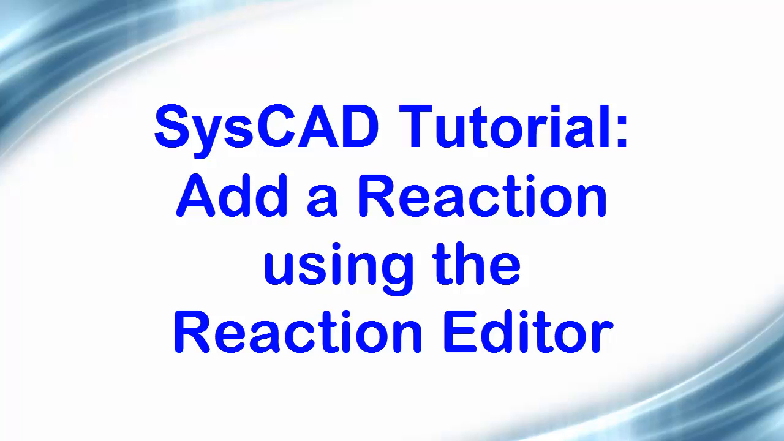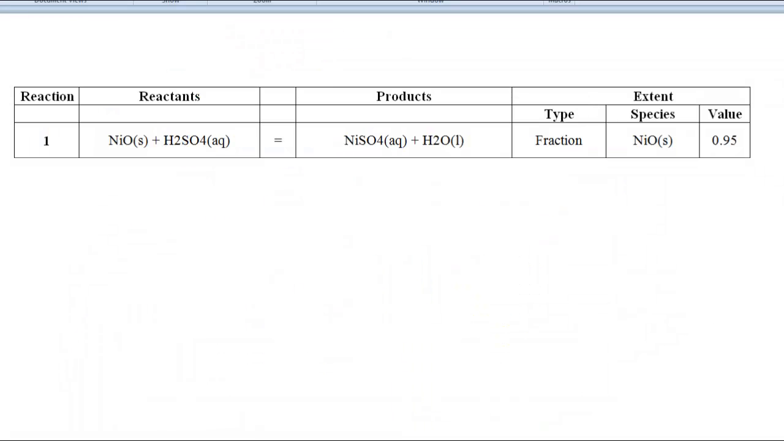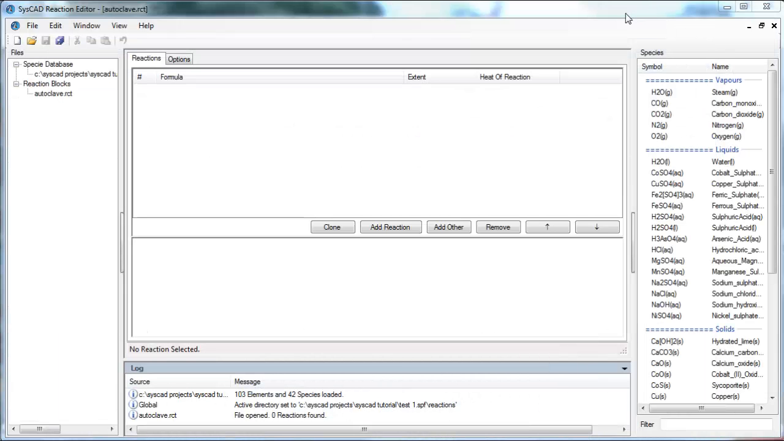In the previous exercise, we turned on the reaction block in the autoclave, and we will now add the reactions shown here using the reaction editor. And the sulfuric acid is in the aqueous form. So I'll go now to the reaction editor. And you'll remember we came to this editor when we said edit RCT in the previous exercise.